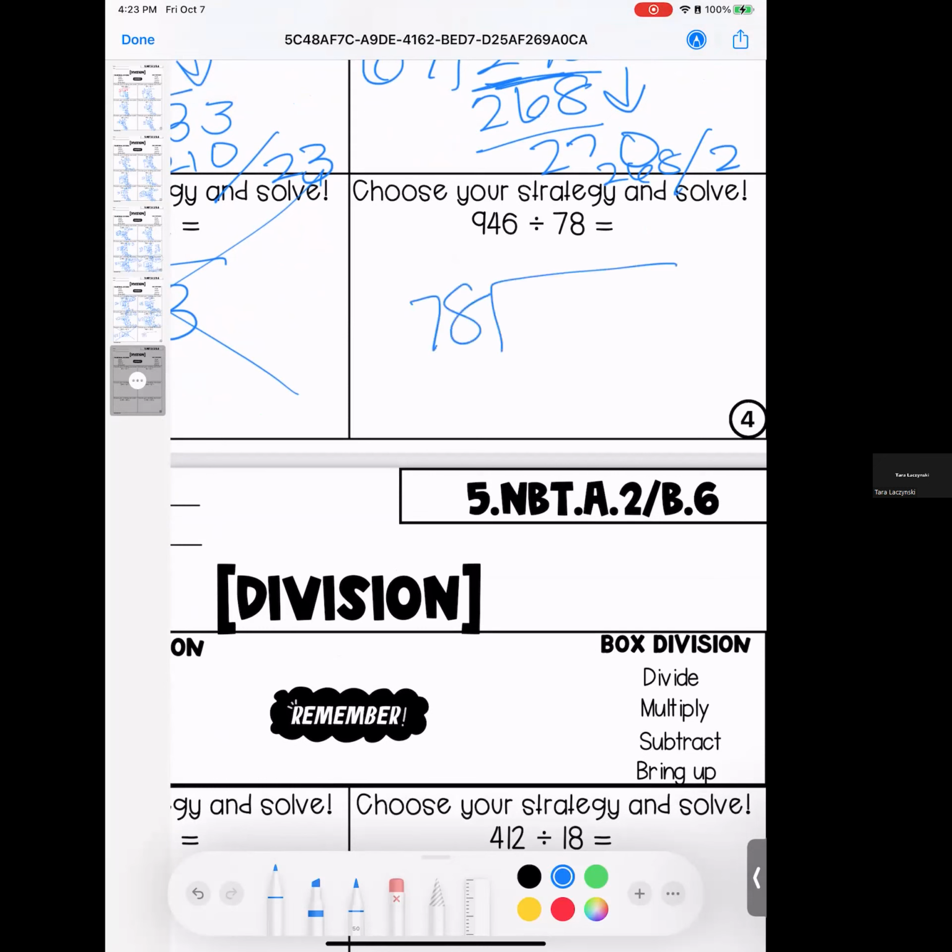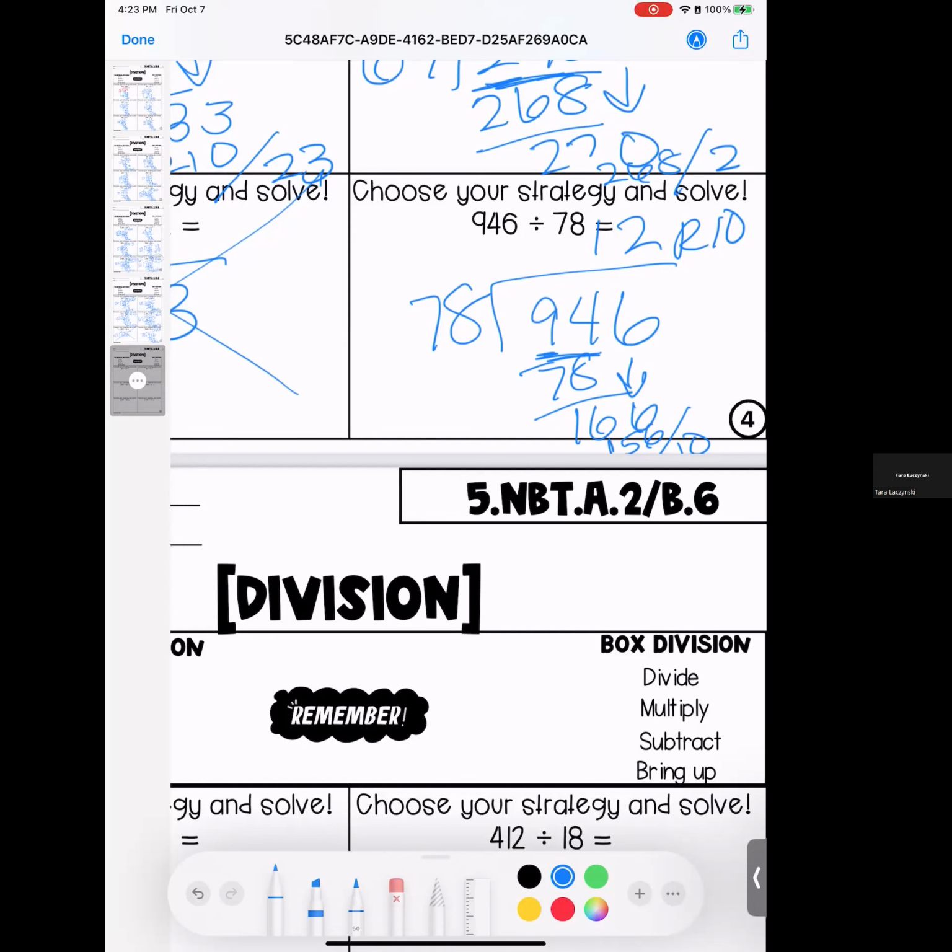78 goes outside. 946 goes inside. So we're dividing 78 in, not to 9, but to 94. It goes in one time. 94 minus 78 leaves me with 16. Bring down my 6. 2 times is the closest I can get, which gives me 156. When I subtract, I'm left with 10. 12 remainder of 10 is going to be my answer for the last one there.